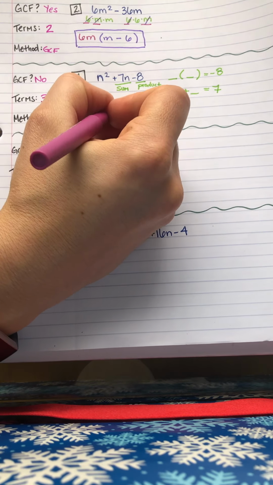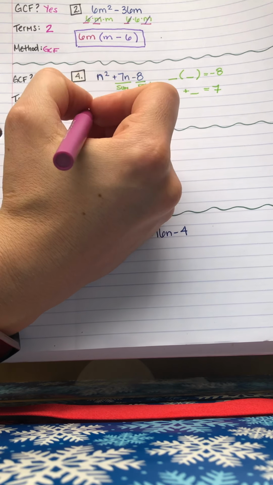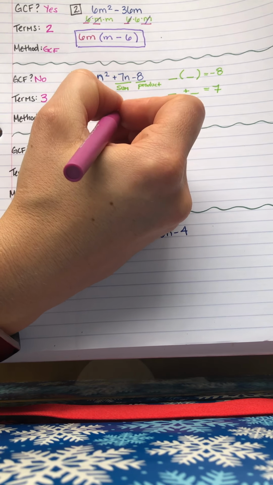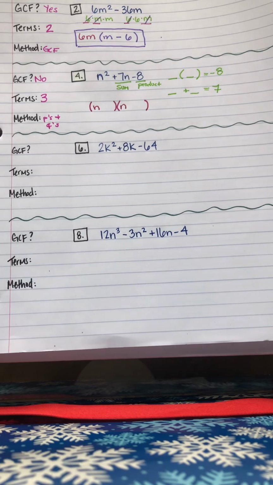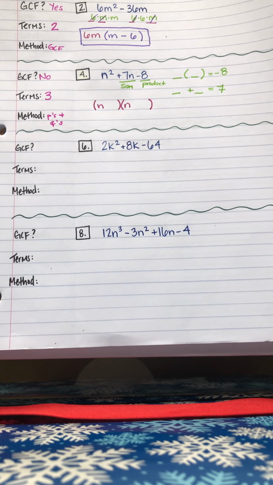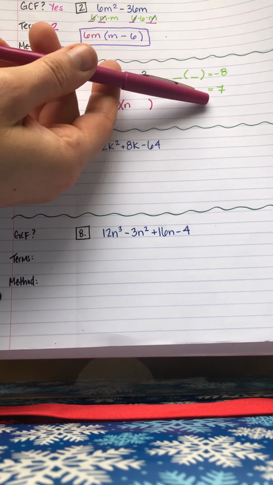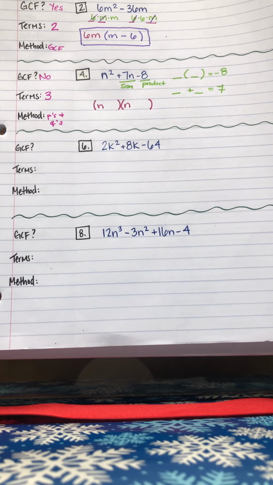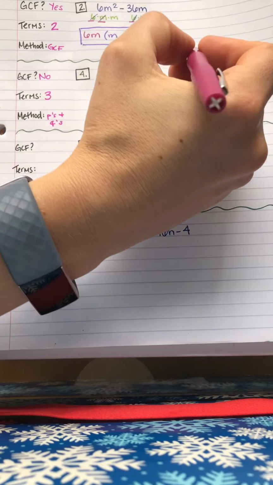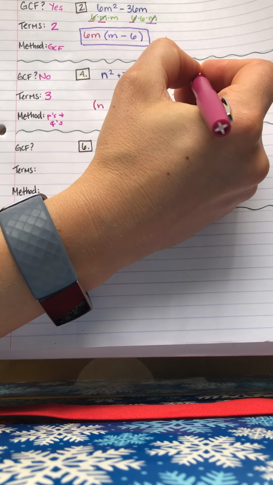Our answer is going to be a product of 2 binomials. The first term in each binomial is going to be n, because n times n is how I get n squared. And then from here, we're just trying to figure out what the values of p and q are. I noticed that 7 is 1 away from 8, which leads me to believe that 1 is probably one of my factors. So I'm going to think about it in terms of 1 and 8.